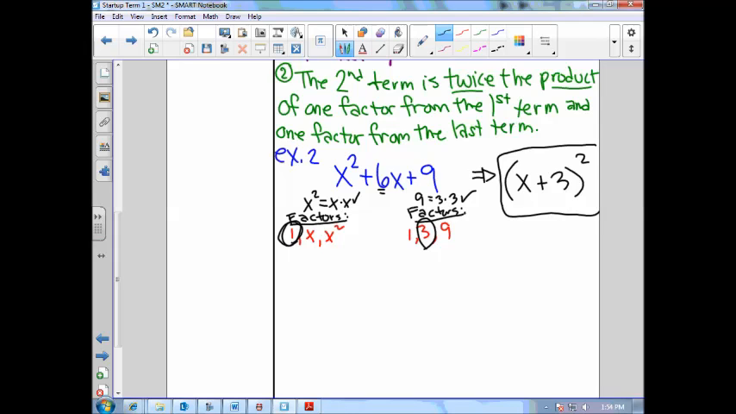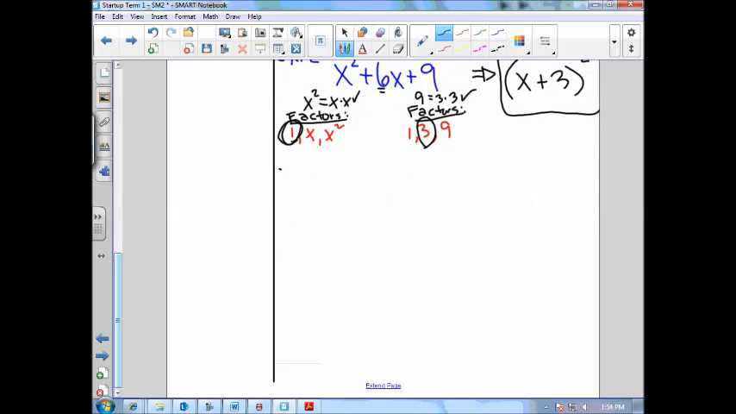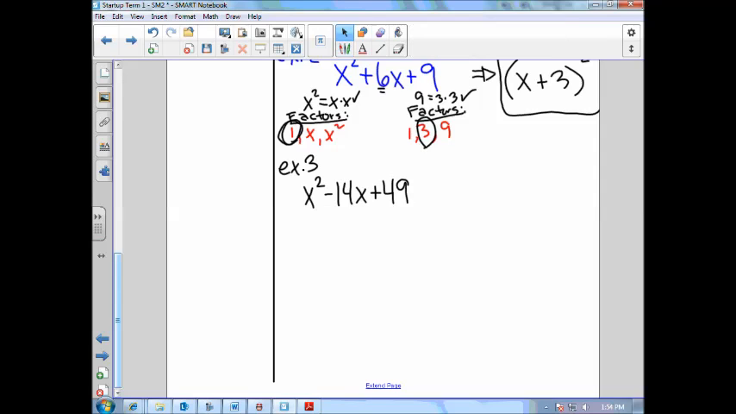I'm going to have you do the whole thing by yourself. Example 3. X squared minus 14x plus 49. Okay, x squared minus 14x plus 49. I want you to try to factor it using this trick of a perfect square trinomial. Find a neighbor that did something.